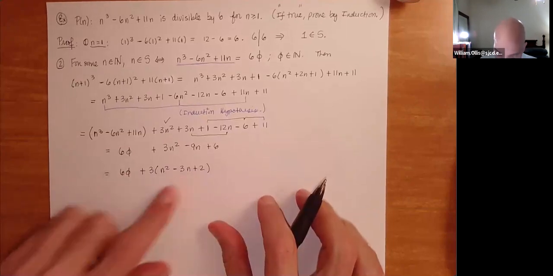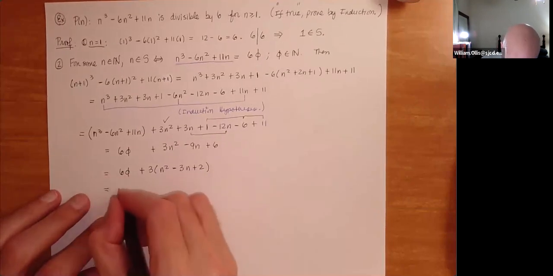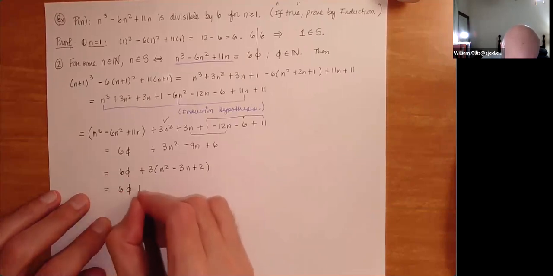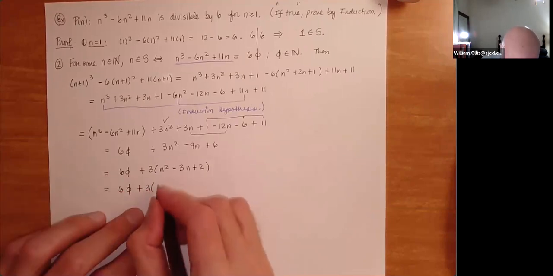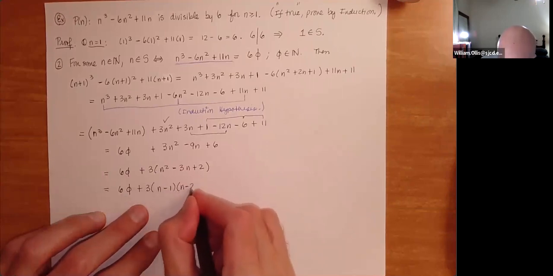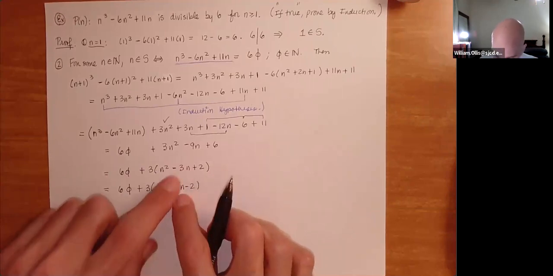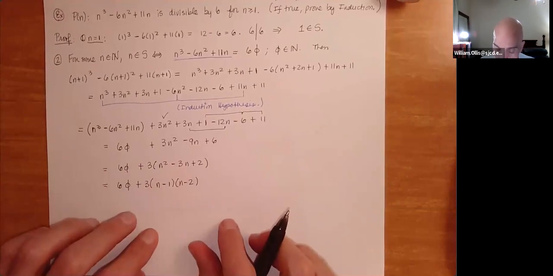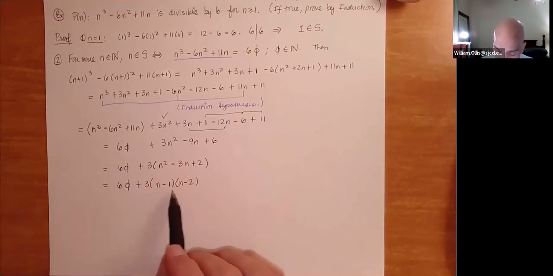Now, of course, this will factor. Don't we wish all of our quadratics were that simple? So we have an n minus 1 and an n minus 2. And then, of course, the sum is the middle term. So the beauty here is that these are consecutive natural numbers.